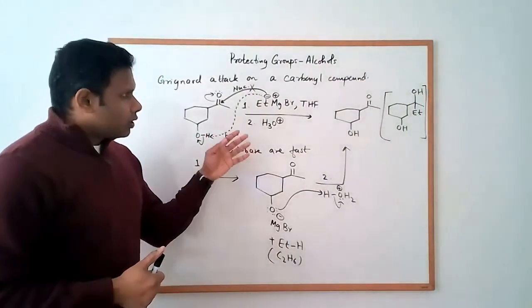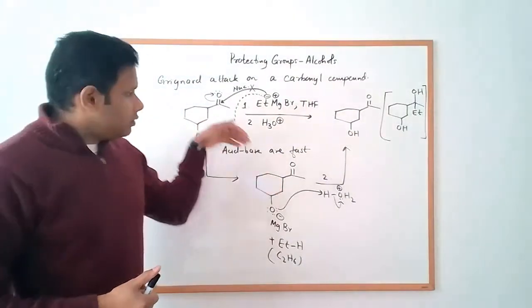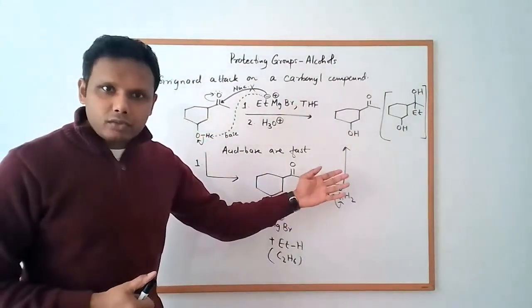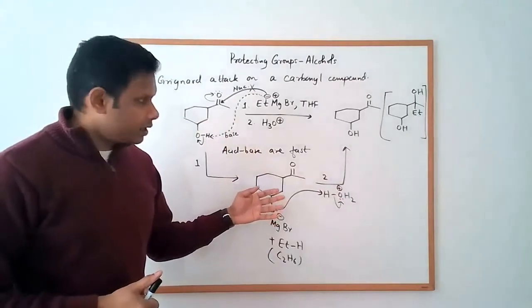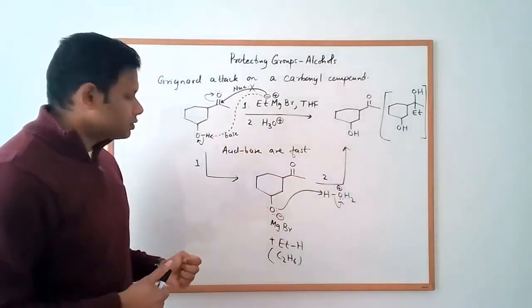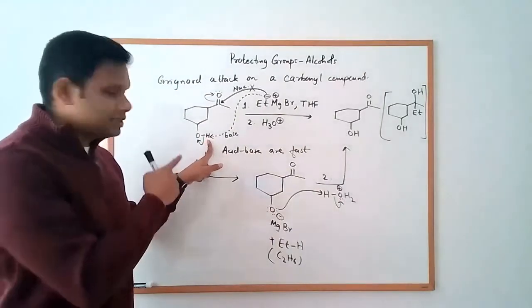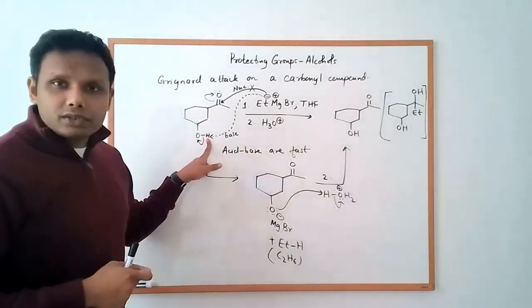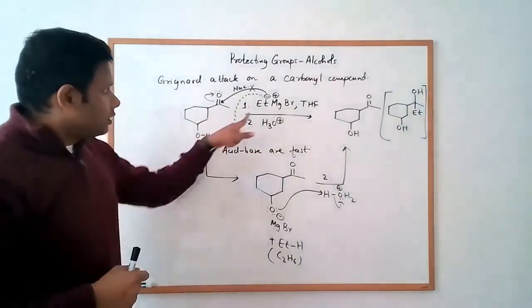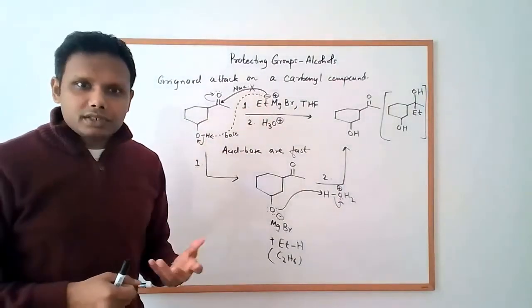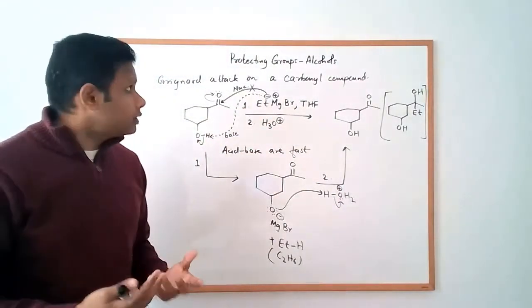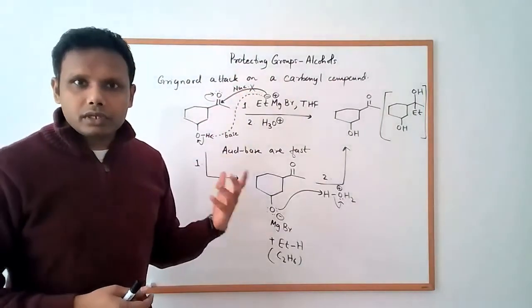Okay, so now if you want to avoid this undesired pathway where the acid-base reaction happens and then the protonation happens, what we need to do is get rid of this hydrogen, because that's the culprit. If we get rid of this hydrogen, then there won't be any acid-base reaction. How do we do it? So that's where the protecting group comes in.